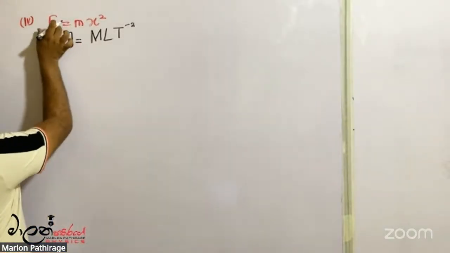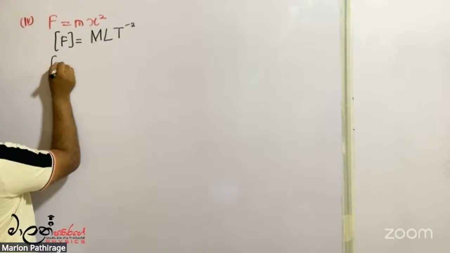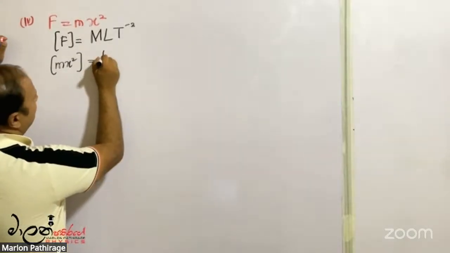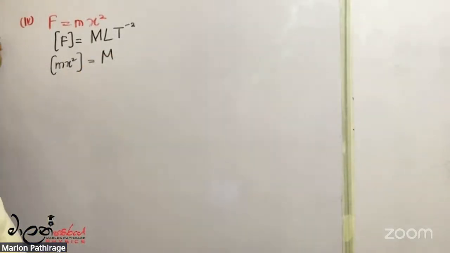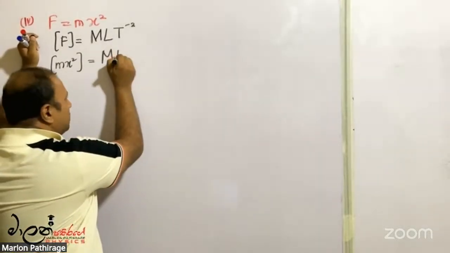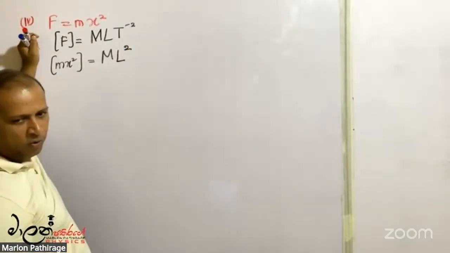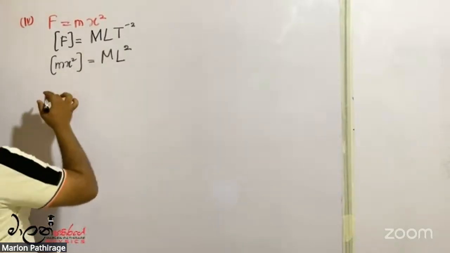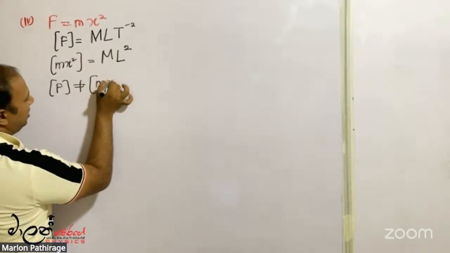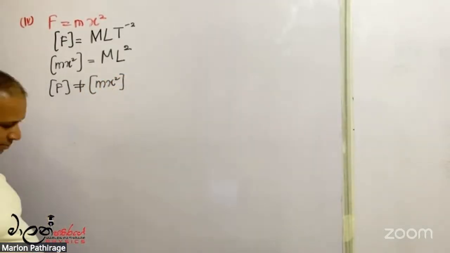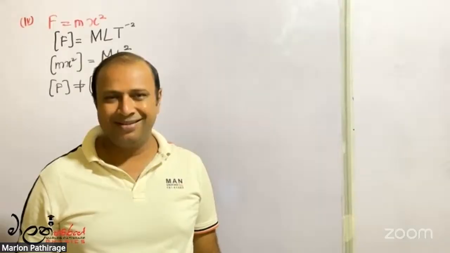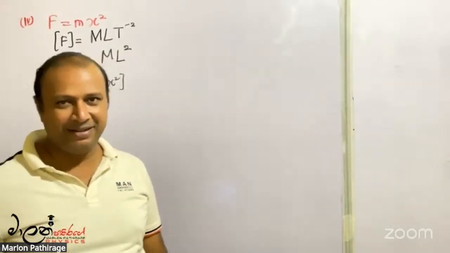Then this is the first term, this is the second term. The second term is the entire m x square. M is mass. Then x is a length, a displacement, that is a length. Length is squared, m is squared. Therefore, it is very clear the dimension of force is not equal to the dimension of m x square. Therefore, the dimensions of all terms in this equation are not equal.